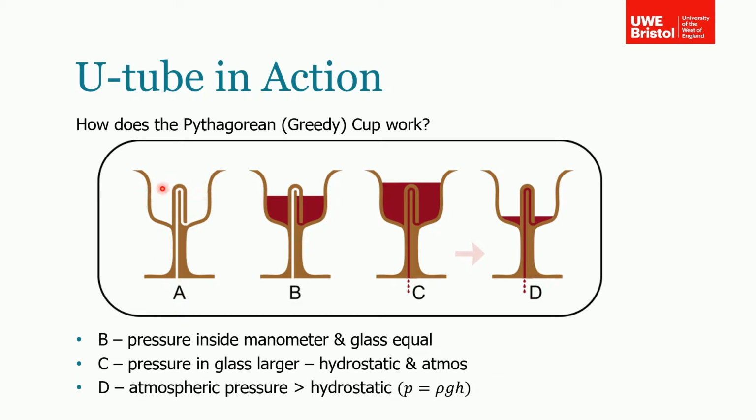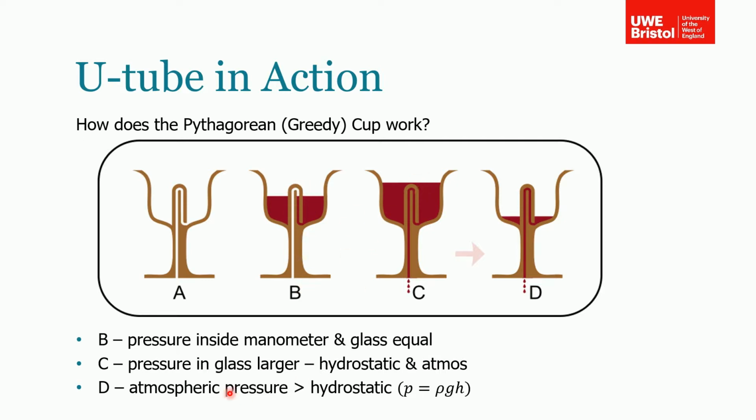The idea is that there's this cup, and you can fill it up with wine, but if you get too greedy and fill it too high, then the whole thing runs out the hole in the middle and onto the floor. So how does it work? Well, this is the empty cup, so we fill it up with wine, and in state B the pressure inside the manometer and the glass are equal, so the wine would sit there and not run out. But if you fill it up too far, you force some of the fluid down here, around here, and that starts to run out.